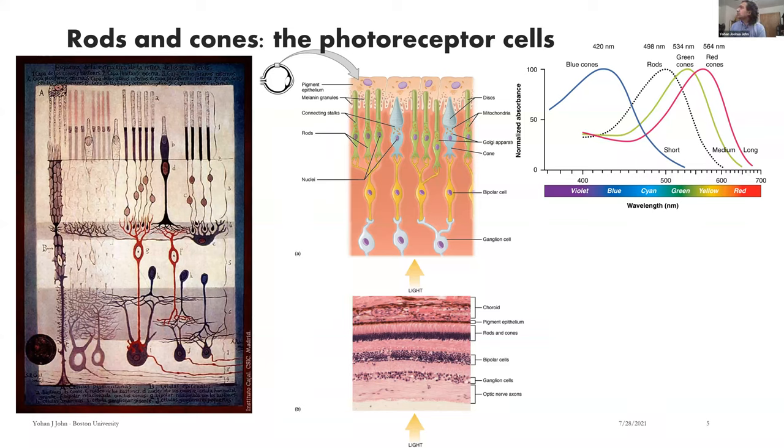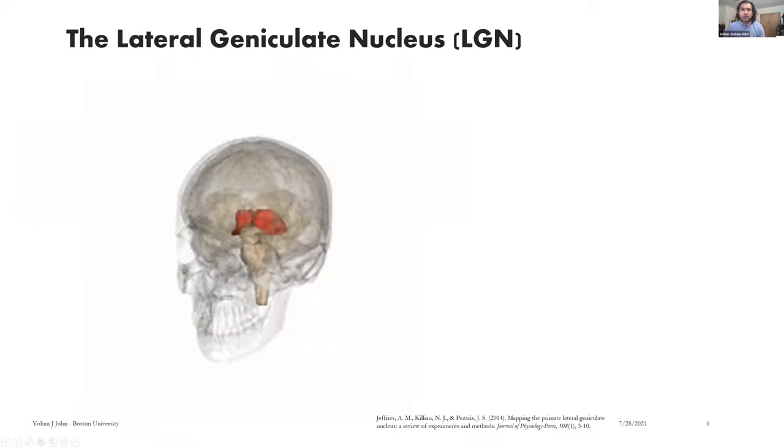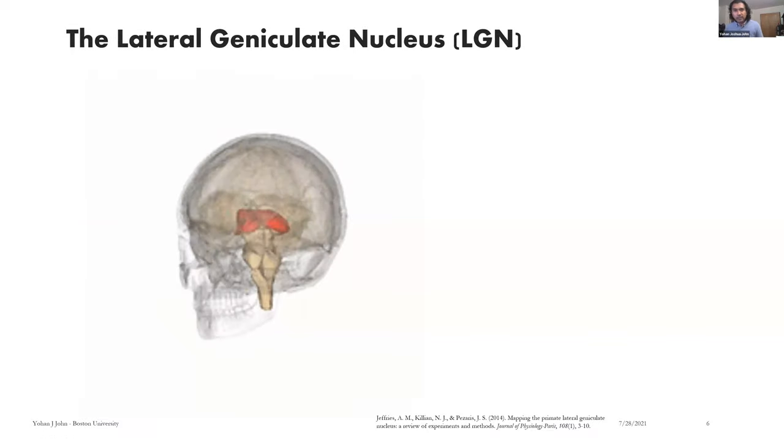This is just the response of the cones and the rods. Everyone should be fairly familiar with that. And this just shows the distribution of these cells. You have a whole lot of cones around the fovea. Rods are distributed fairly evenly. And you have that blind spot, which we talked about last time.